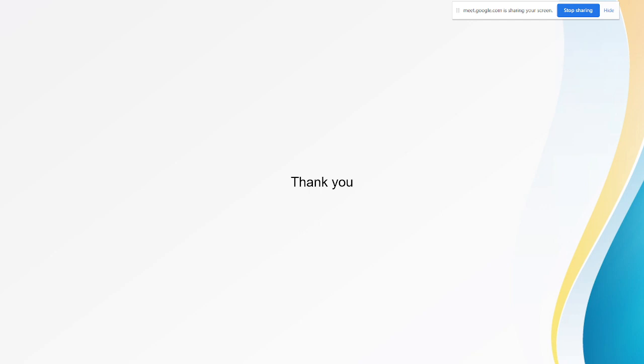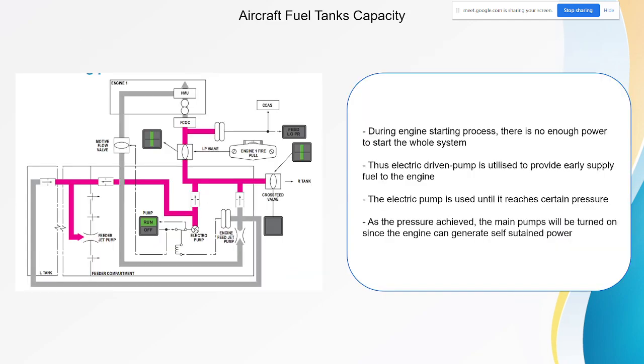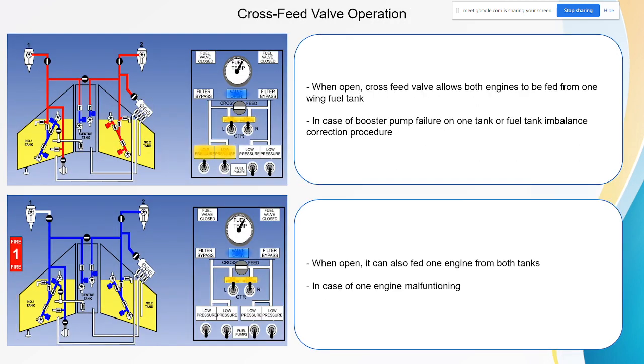Hi Ryan. Hello. I have a question. For the crossfeed valve, it says that crossfeed will be used to balance the wing when a booster pump fails. For the crossfeed valve operation, it will be used when a booster pump fails, right?